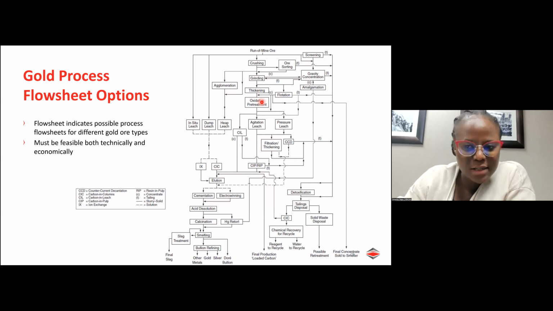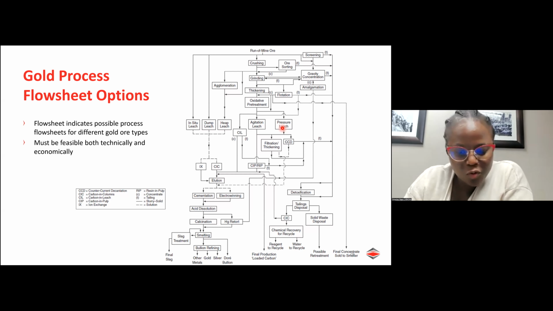If you have an oxidative pre-treatment circuit or stage that you have approved, you can take it through there. From there, you can take it straight to your agitation leaching or even pressure leaching, depending on what your lab scale test work results were. Then from there, you can take it straight through to thickening.